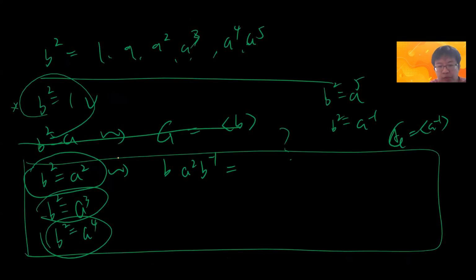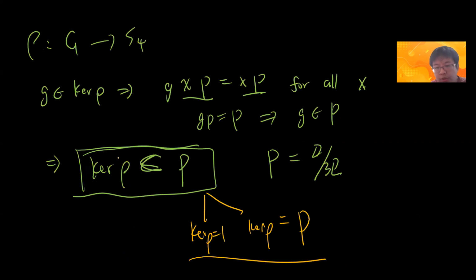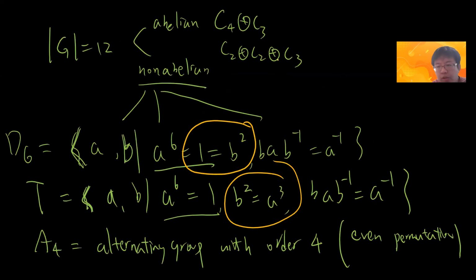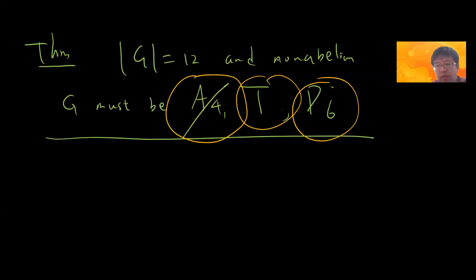Okay, so combined with the previous results that we just proved, we just very happily proved that these three are the only non-abelian groups of order 12.